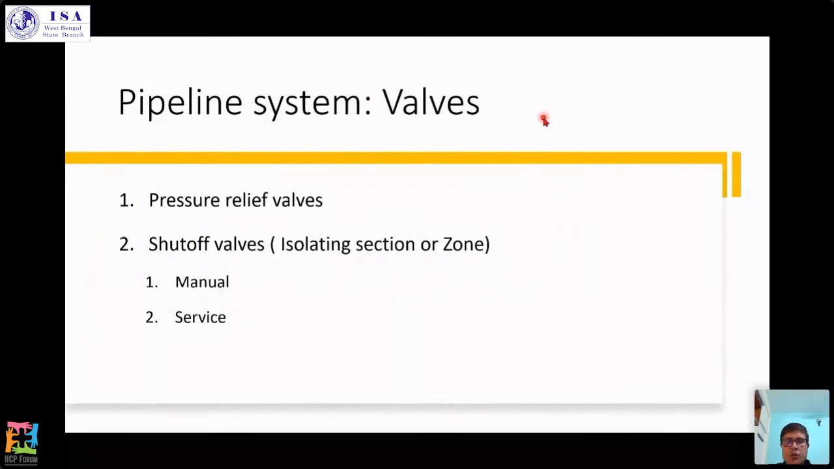Now there are valves, there are plenty of valves all throughout the hospital pipeline system. There are basically two types. One is a pressure relief valve, so it vents the gas if the pressure rises too much in the system.